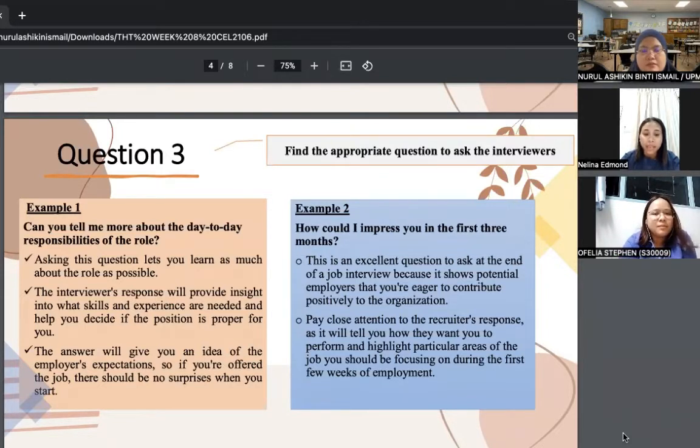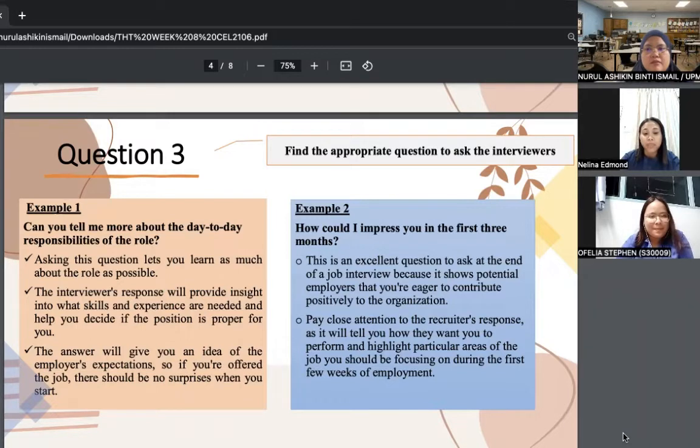By asking this question, it lets you learn as much about the role as possible, and the interviewer's response will provide insight into what skills and experience are needed to help you decide if the position is proper for you, and the answer will give you an idea of the employer's expectations. So if you are offered the job, there should be no surprise when you start.